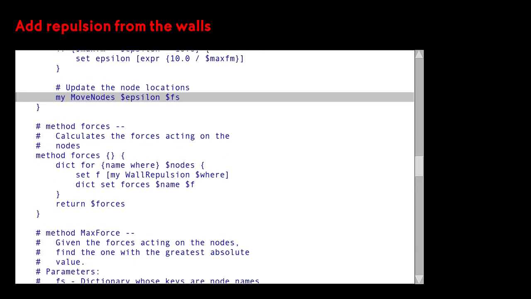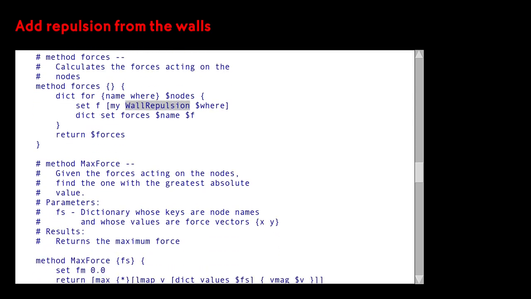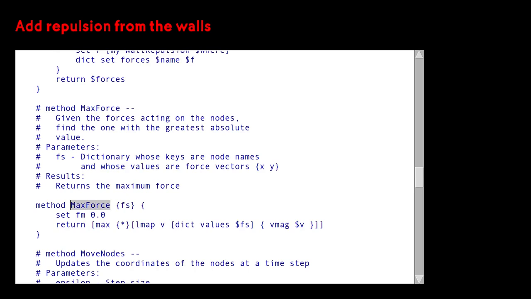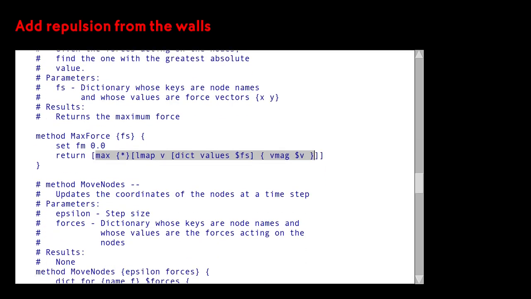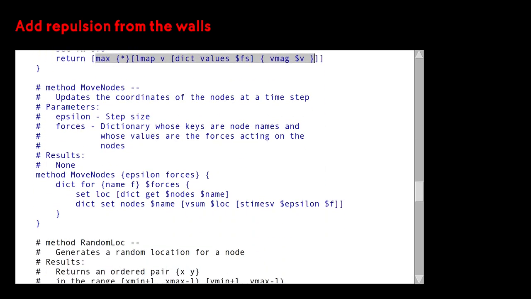We put in a method that adds up the forces acting on each node. At present, the only force acting is repulsion from the walls. But this is where we will add the other forces. The max force method returns the greatest magnitude of the force acting on any node. And the move nodes method moves each node a short distance in the direction of the forces acting on it and proportional to the force.